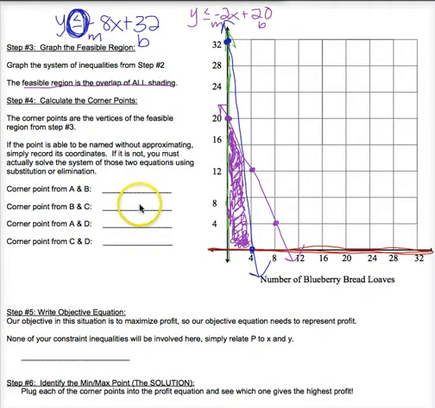Now what we're going to do is calculate the corner points. The corner points are the vertices of the feasible region. So I'm going to use red here. The vertices of the feasible region mean the vertices of the shaded region. So here's one, here's another, because that's the shaded region corner. We're looking at it as if it were a shape. Here's one, and here's one.